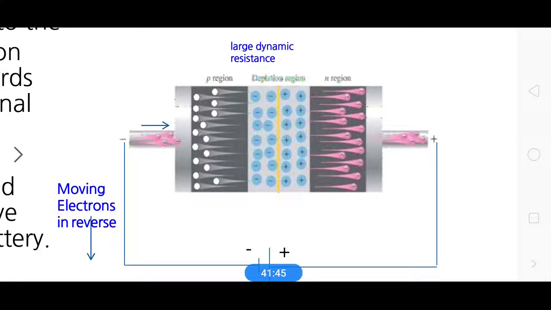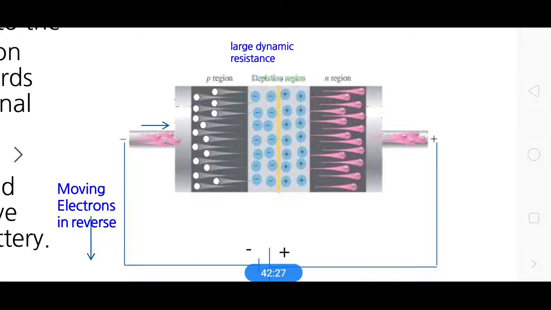But here, in addition to holes in the P region, there are some electrons in the P region. They are minority charge carriers, and in the N region, holes are the minority charge carriers. Due to minority charge carriers in P and N side, they are repelled by the battery. Why? Because electrons are repelled by negative terminal of the battery. Holes in N side are repelled by the positive terminal of the battery, and they are moving towards the junction.